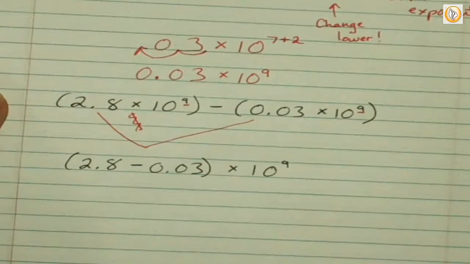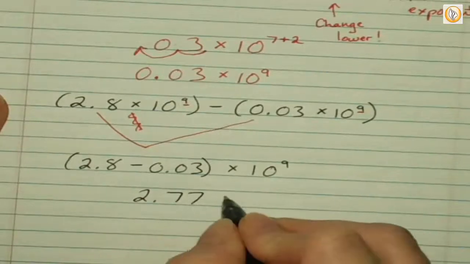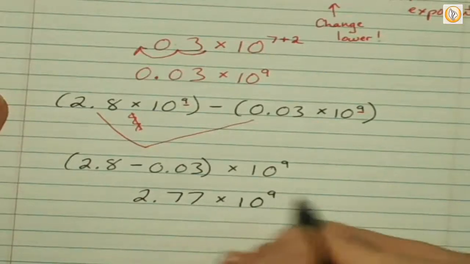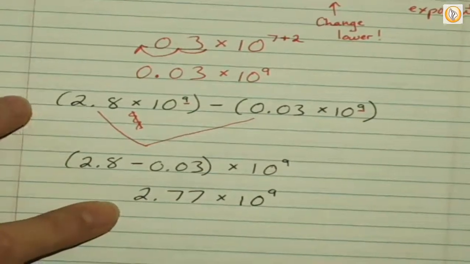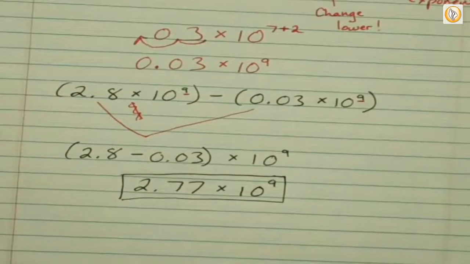And raise your hand if you got your answer. Let's see, Ariel. 2.77 times 10 to the 9th. Is this between 1 and 10? Yes. And you're done. Any questions?